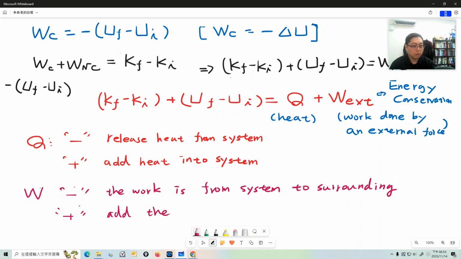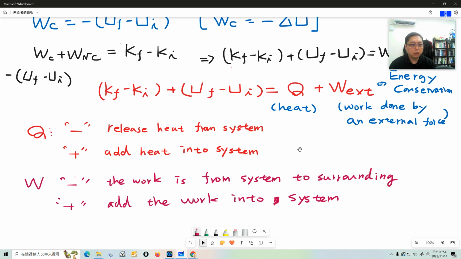Add the work into your system, that's the plus sign. Okay, that's the sign convention for the heat and work done by external force. You will find a pattern, a feature: if something is added into your system, that's a positive sign. If something leaves your system, that's a minus sign. So leave the system, minus sign. Add into system, plus sign.